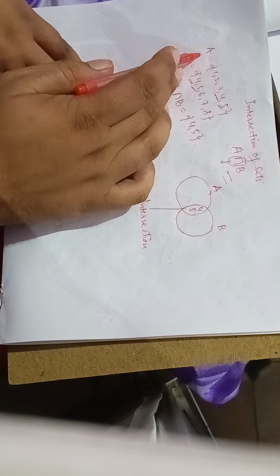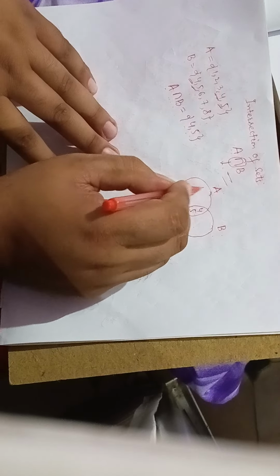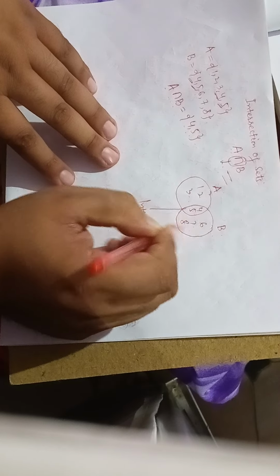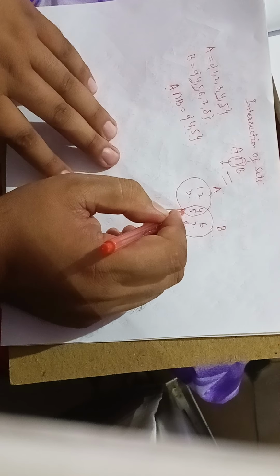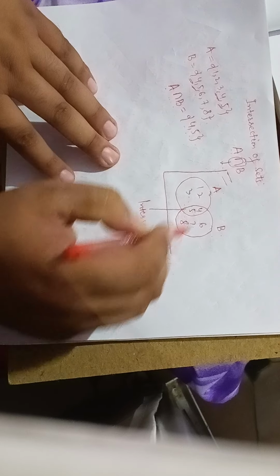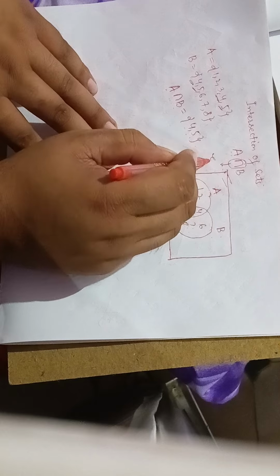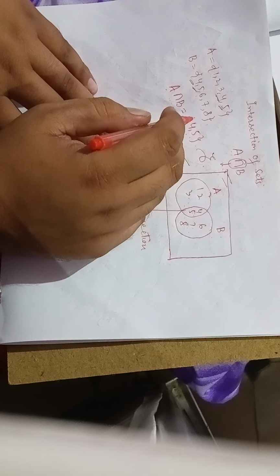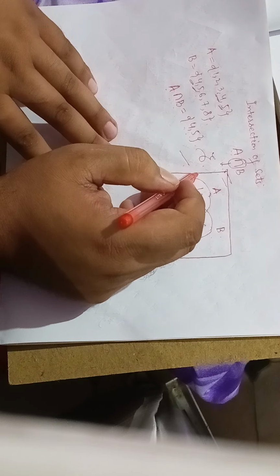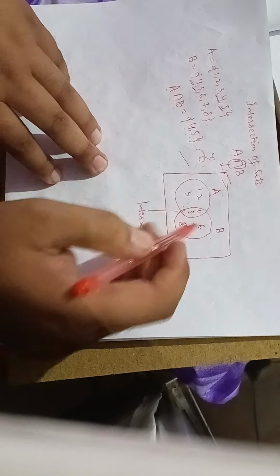Here I can see A is equal to 1, 2, 3. How many elements are left without 4 and 5? 1, 2, 3. How many elements are left here? 6, 7 and 8. So this is the way to represent it in a Venn diagram. But before that, we have to draw the rectangle. What is the rectangle? The rectangle is the universal set. Since this particular problem is dealing with numbers, our universal set is that set which contains all the numbers which exist in the universe.